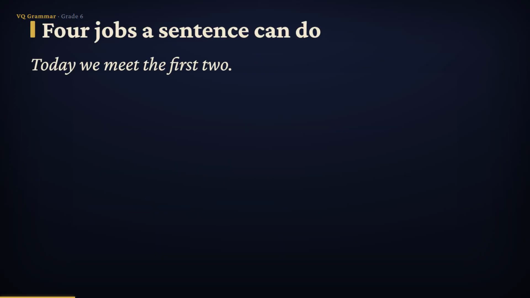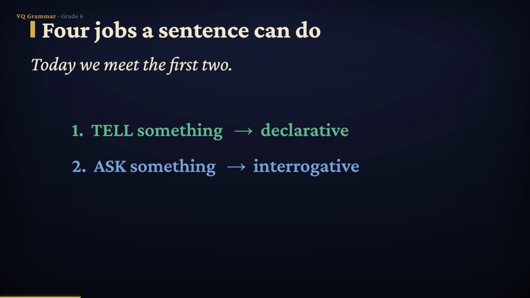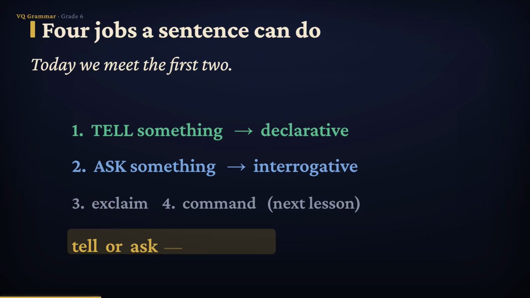Every sentence does one of four jobs. It can tell you something, it can ask you something, it can exclaim with strong feeling, or it can give a command. Those last two, exclaiming and commanding, are coming in our very next lesson. Today we focus on the two you'll use the most, telling and asking. The telling ones are called declarative, and the asking ones are called interrogative. Those are big words, but the ideas behind them are simple.